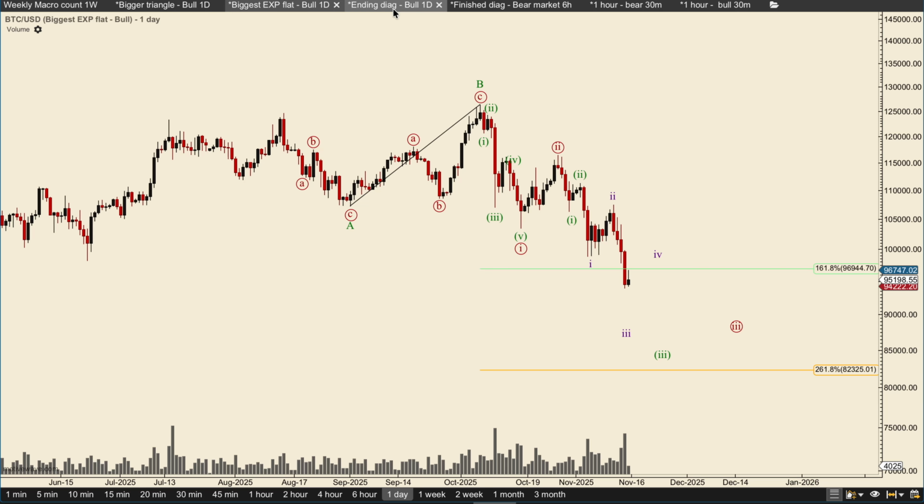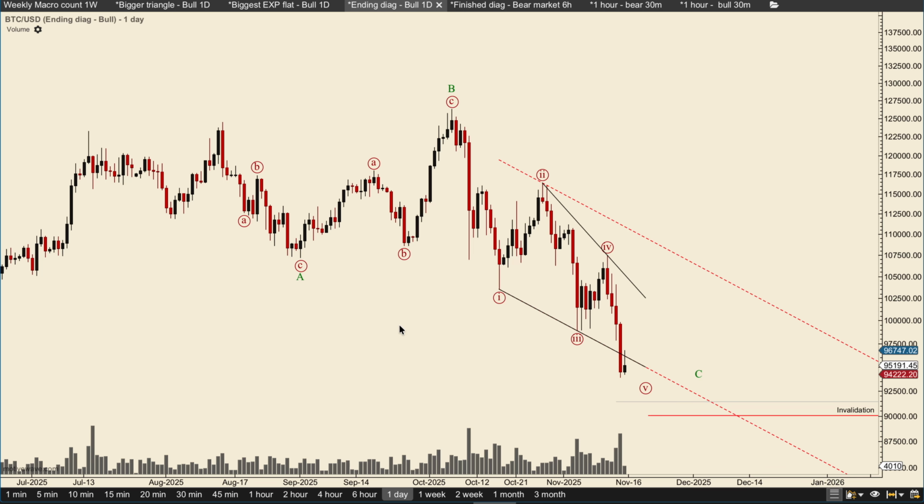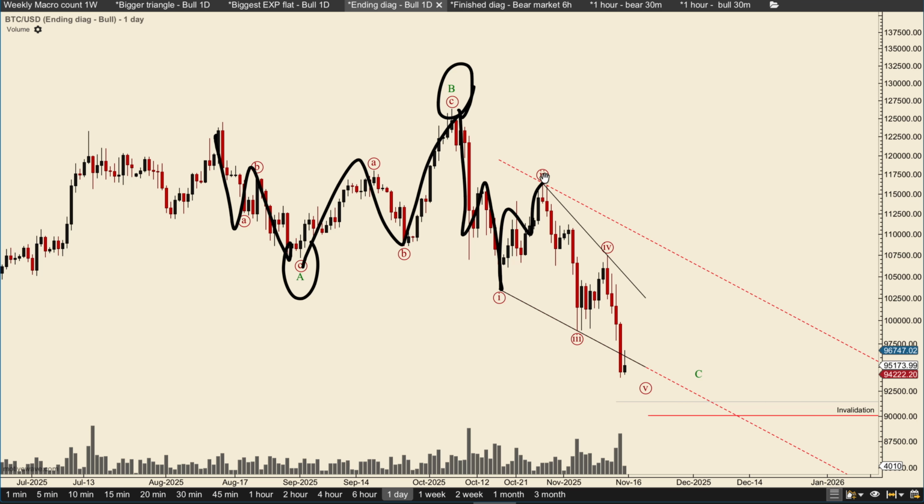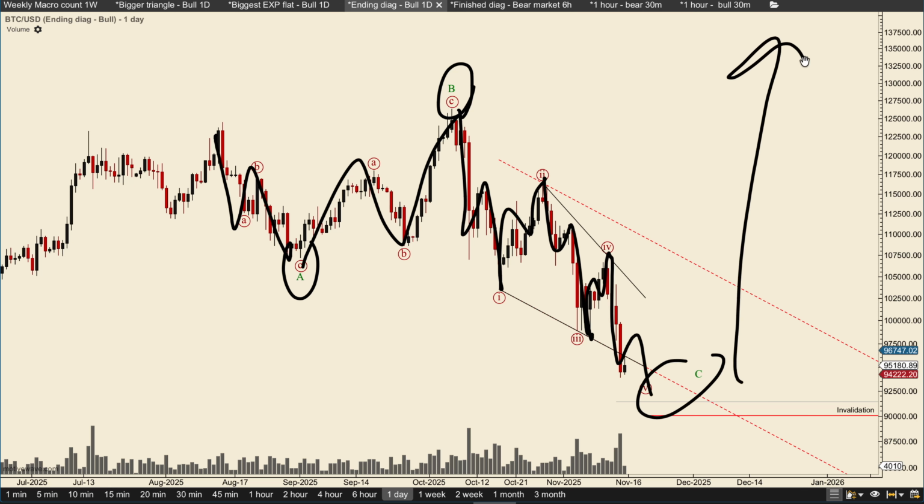And the other bullish scenario is exactly the same as the last one, A, B, but this time we count wave C as an ending diagonal. 3, 4, 5 to finish wave C, and after that we move up.